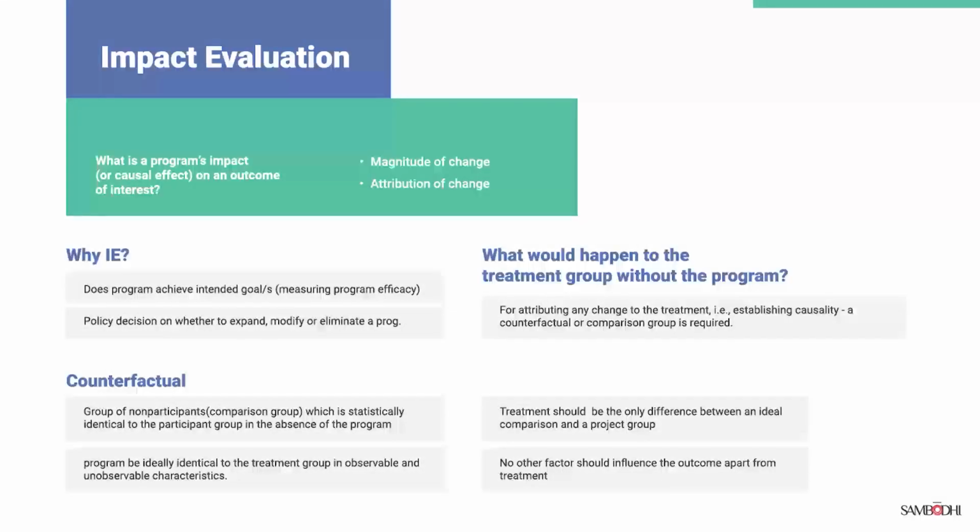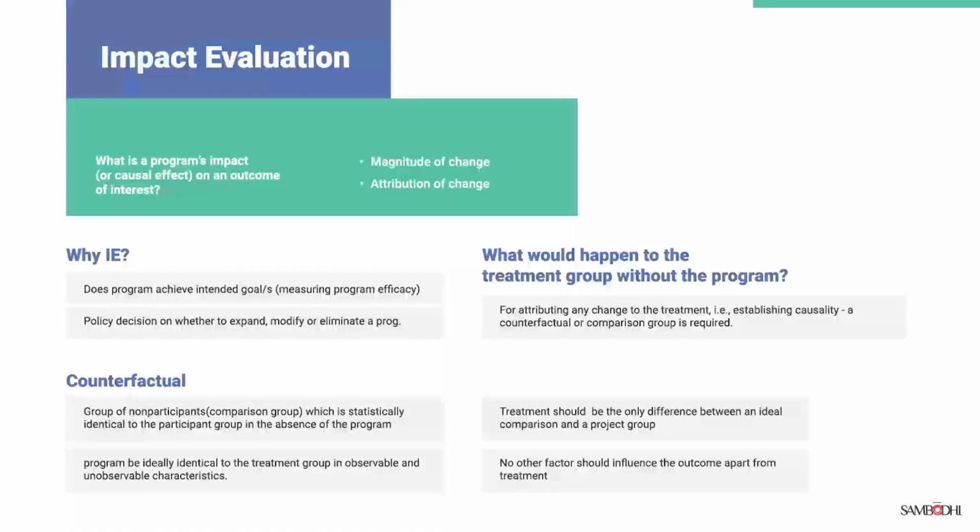But what is the importance of impact evaluation in a study? The need to use impact evaluation can be determined by considering if the program has achieved the intended goals and the kind of policy decisions needed in order to expand, modify, or eliminate a program. This in turn brings about the question of how the changes would impact the treatment group without the program. We will then require a counterfactual or comparison group identical to the treatment group to establish causality, attributing changes to the treatment.